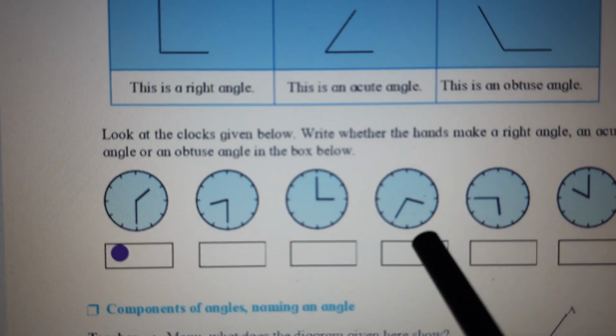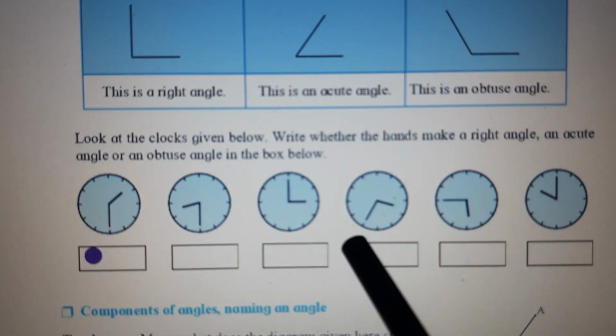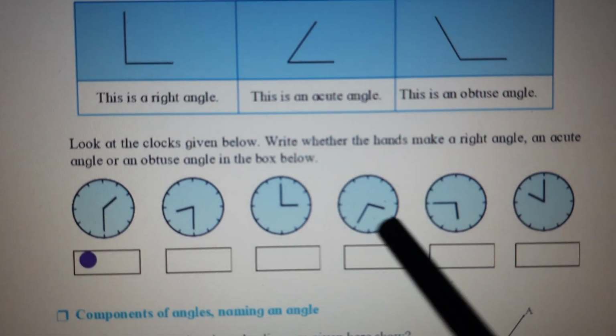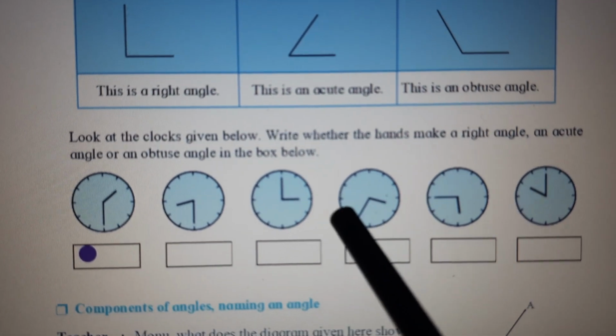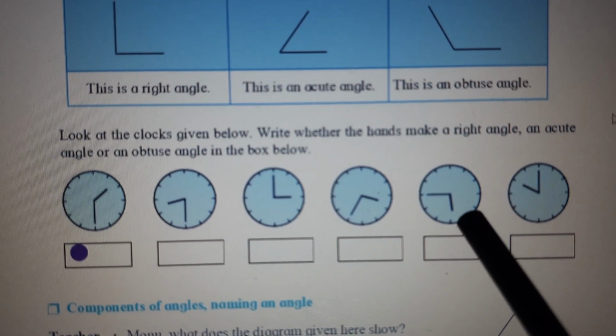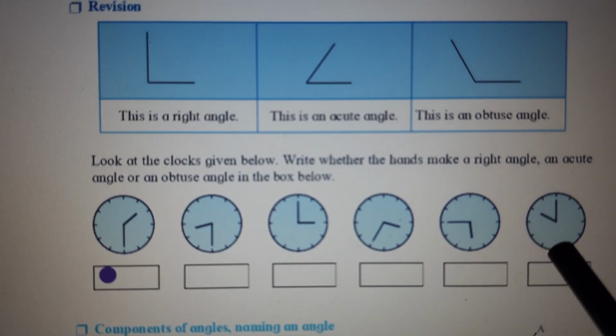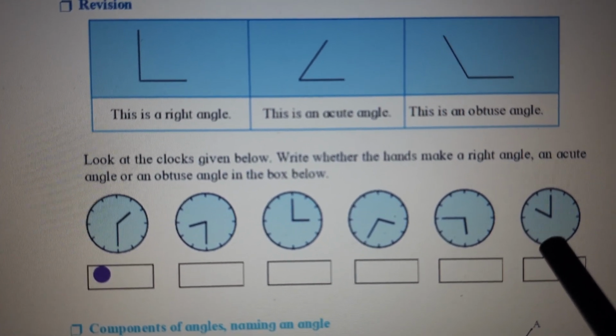What about this one? Yes, it's an obtuse angle. You can see the arms. It is not falling inside. It is pulled away. Here you can see, yes, this is also an obtuse angle. What about this one? Acute angle. Less than 90 degrees.